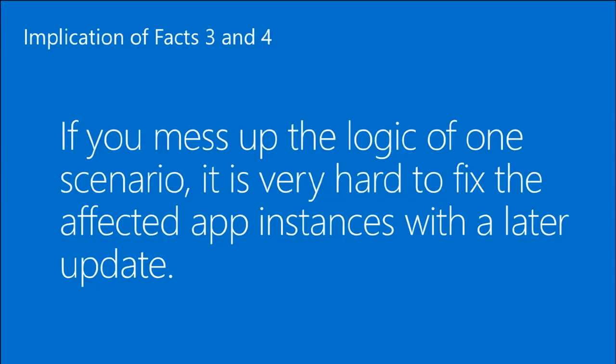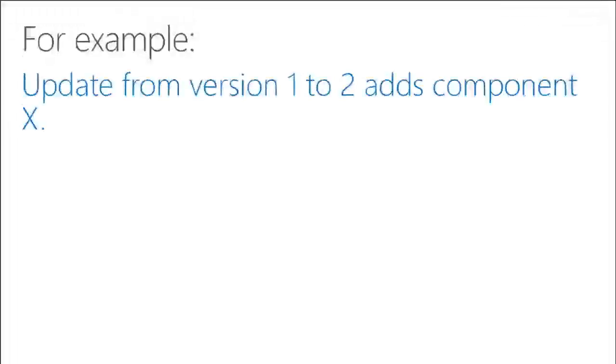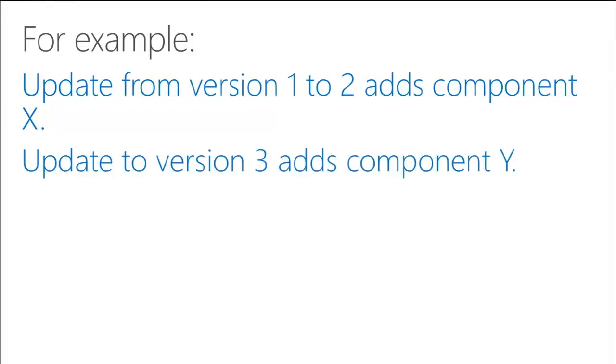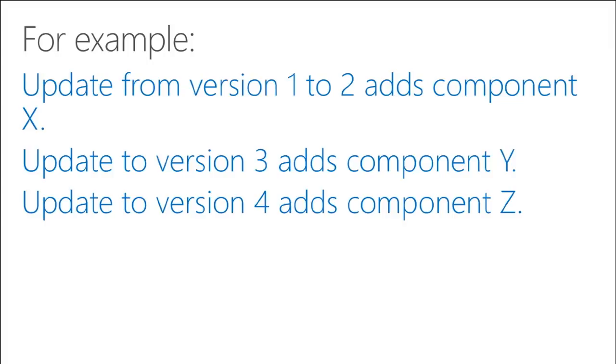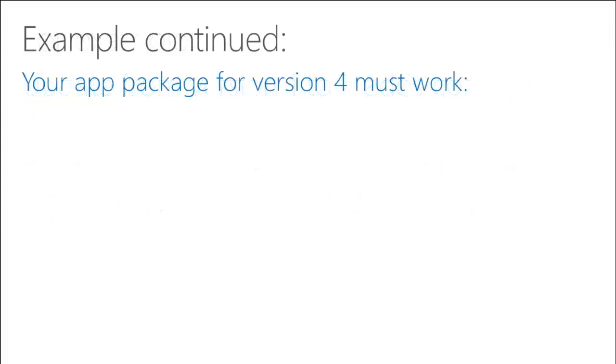For example, let's suppose you update an app from version 1 to 2, and your update adds component X. And then a few weeks, months later, you update to version 3, and this update adds component Y. And then a few weeks, months later, you update to version 4 and add component Z. Now, your app package for version 4 must work, once again, in all of these cases.